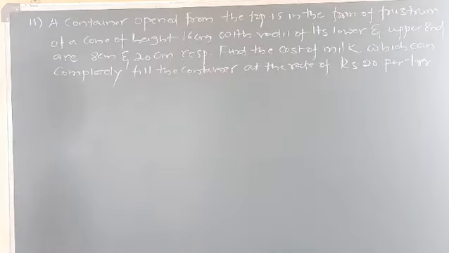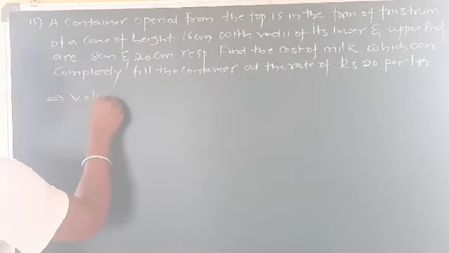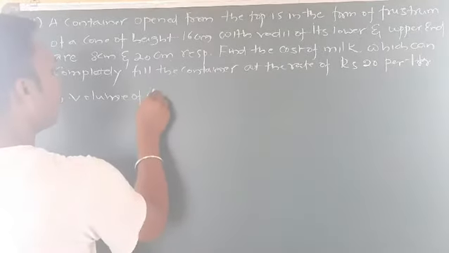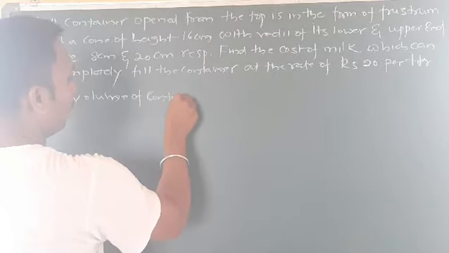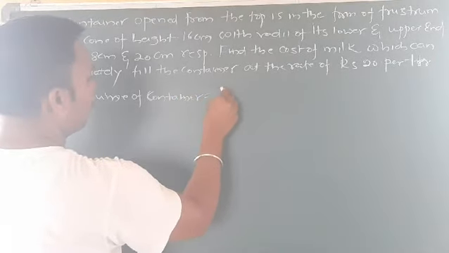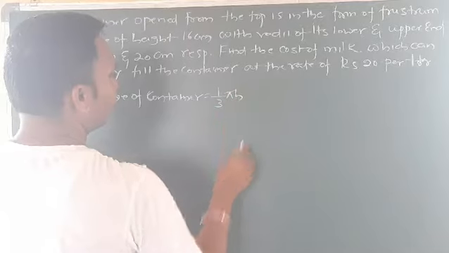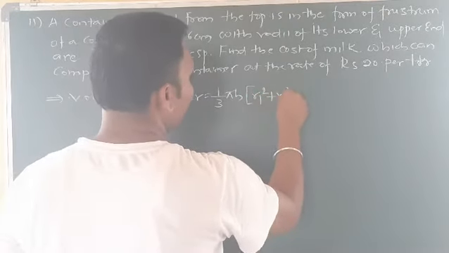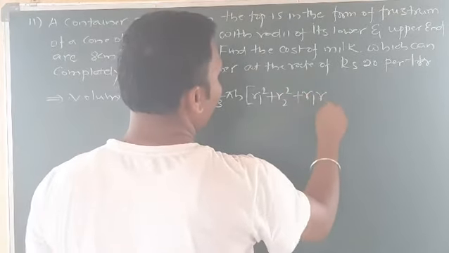Now we need to find the cost of milk which can completely fill the container at the rate of rupees 20 per liter. First we will find the volume, then multiply by 20. So the volume of the container is equal to 1 by 3 pi h (R1 square plus R2 square plus R1 into R2).